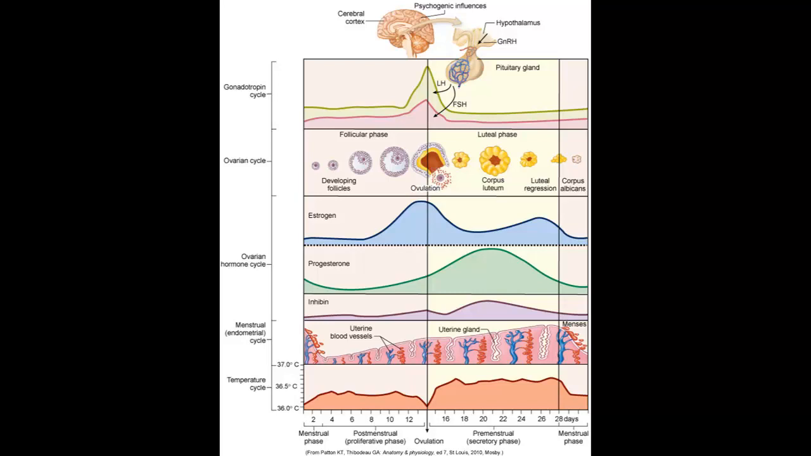In the middle there, right above that temperature cycle, it talks about the endometrial cycle. The endometrium is the inside lining of the uterus. Notice how it's building and building and building, and then during menses, we're shedding that lining to some extent so we can rebuild the lining to prepare for the next ovulation.